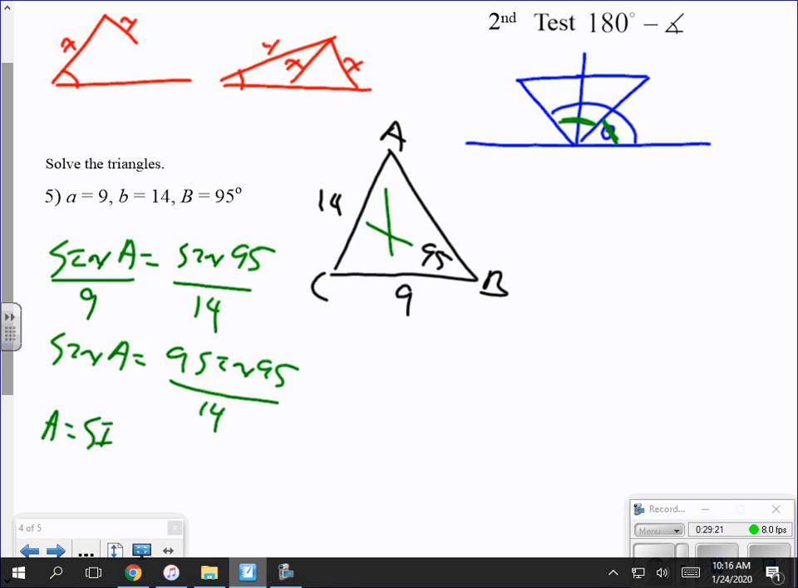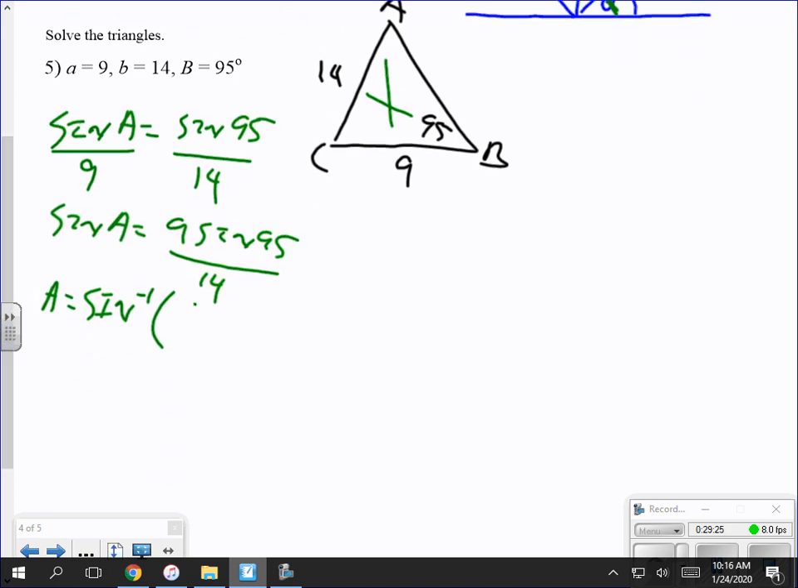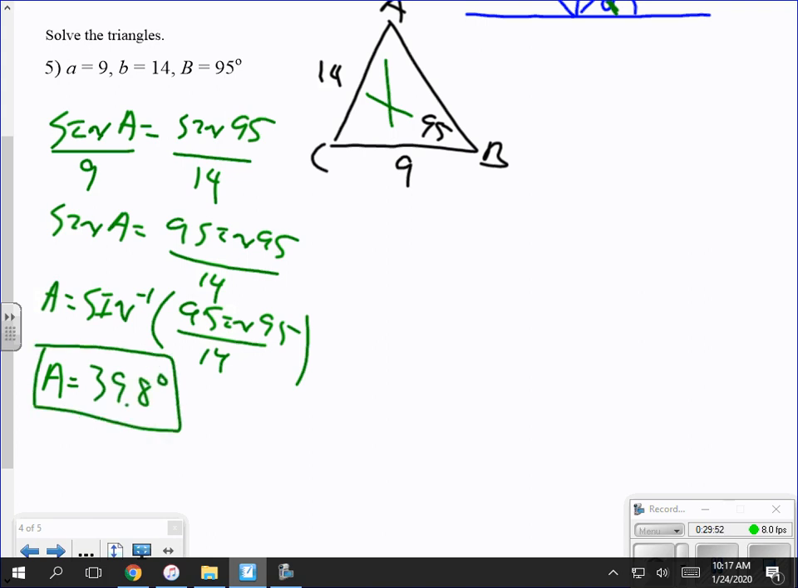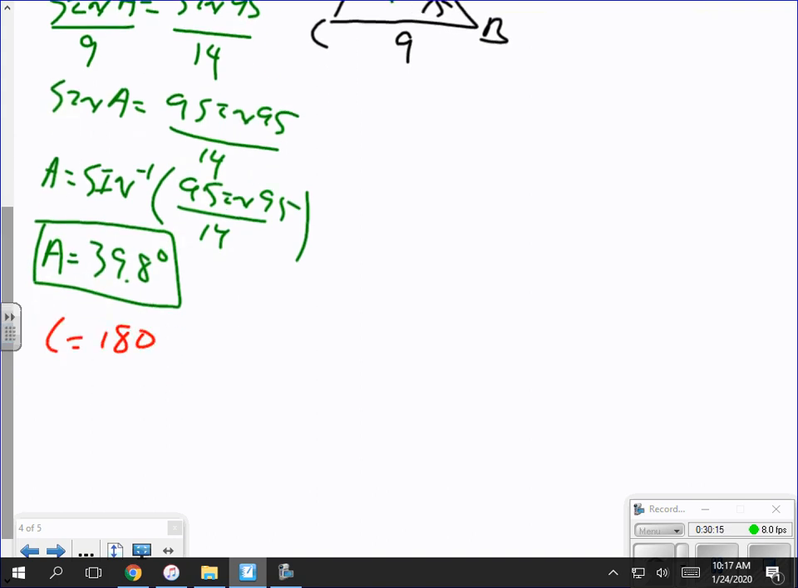A is equal to the inverse sine of, sorry, 9 times the sine of 95, over 14. Then I get angle A to be 39.8 degrees. Easy enough, right? Okay. Finish the triangle out, see if the stuff works. We'll go from there. So angle C is easy enough. Right, angle C is 180 minus 39.8 minus 95. So angle C is 45.2.